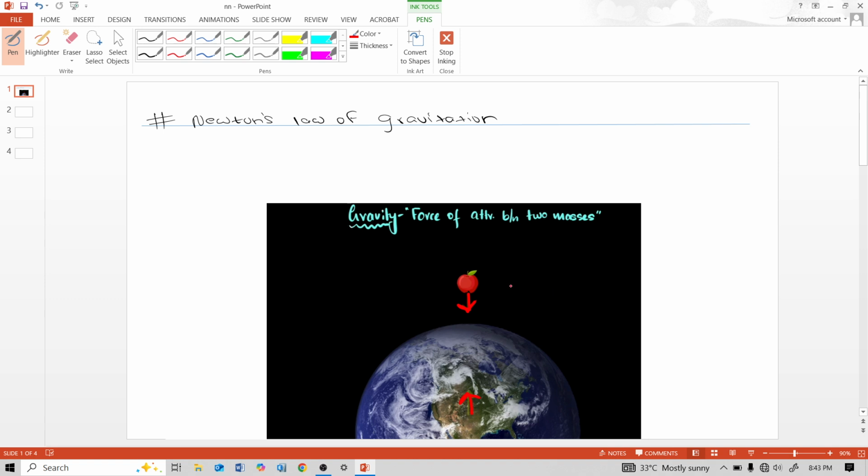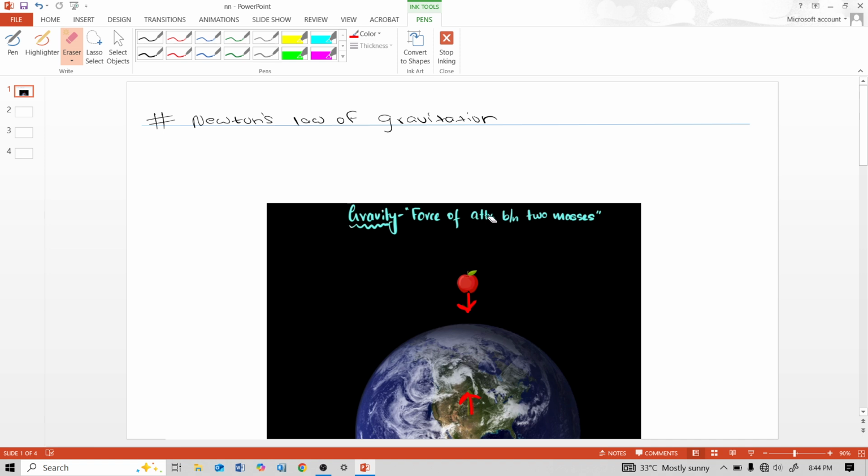And see, not only earth and apple are attracted to each other. You and the table are also attracted to each other, because you have mass and the table has mass, and gravity is nothing but the force of attraction between two masses. You and the apple will also attract each other because both have masses. So mass is an important concept here in force of gravity. Any two masses are attracted to each other.